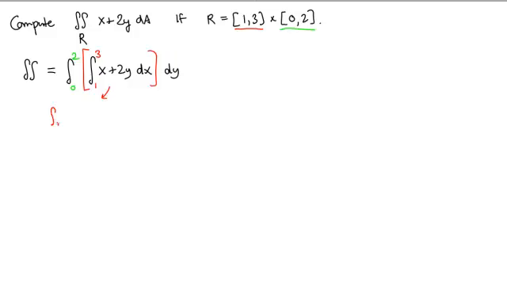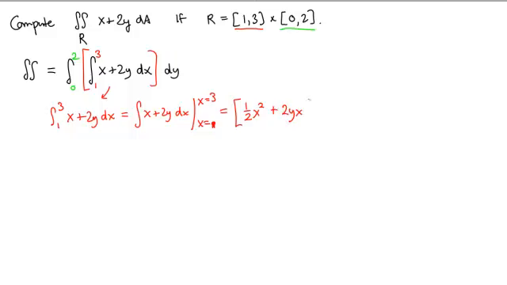That's going to be the integral from 1 to 3 of x plus 2y dx. So we'll find an antiderivative of x plus 2y with respect to x first, and then evaluate that from x equals 1 to x equals 3. So an antiderivative of this, well, to integrate x with respect to x, we get 1/2 x squared. To integrate 2y with respect to x, well, that's just a constant, so we tack on the variable x, and then we'll evaluate that from x equals 1 to x equals 3.